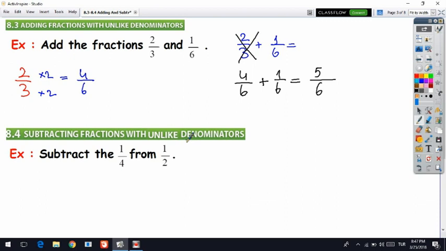Everybody, the first example says subtract the fraction 1 over 4 from 1 over 2. So you can understand from the question that 1 over 2 is bigger than 1 over 4. So the question is like that also: 1 over 2 minus 1 over 4. So can we subtract them now? No. So first we have to do something, but what do you have to do?